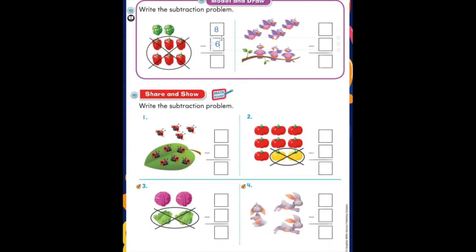Then the number of green peppers that are left will be our answer. 1, 2. There are only 2 green peppers left. So 2 is our answer. Now let's take a look at our next picture.